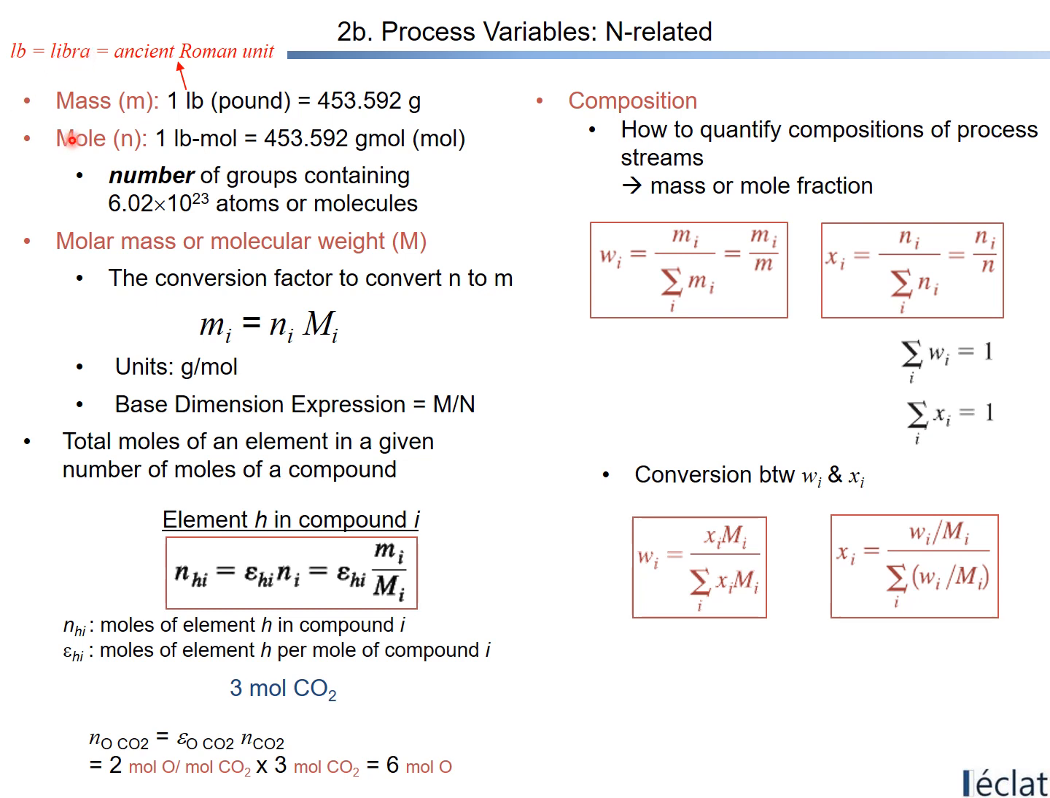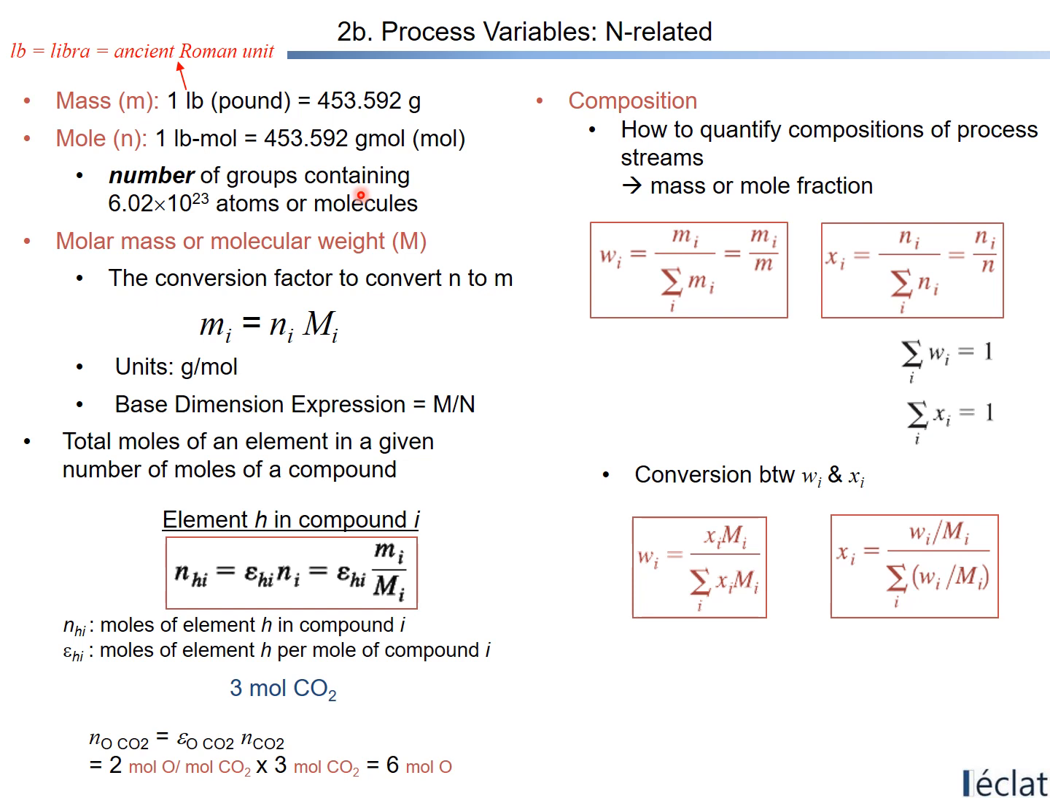The next one is moles. 1 pound mole is 453.592 gram mole, or sometimes called just mole. So this is the same value because pound is going to gram. Do you know what the mole means? The mole is the number of groups containing 6.02 times 10 to the 23 atoms or molecules.